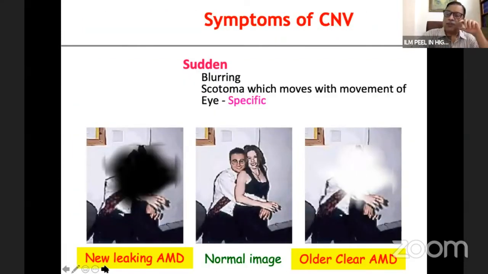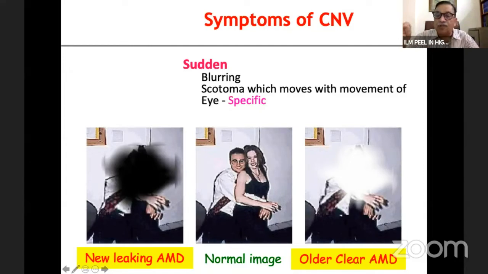How do these patients present? When the patient comes to you and says, look, I'm seeing this black spot, and when I move my eye, the black spot moves with the movement of the eye, this is a scotoma. This is not a floater. This scotoma is a very specific sign of AMD. In fact, if you just look at it, this is what it would look like. This is a normal image. Now, if you had an early leaking AMD, you have a black spot over here.